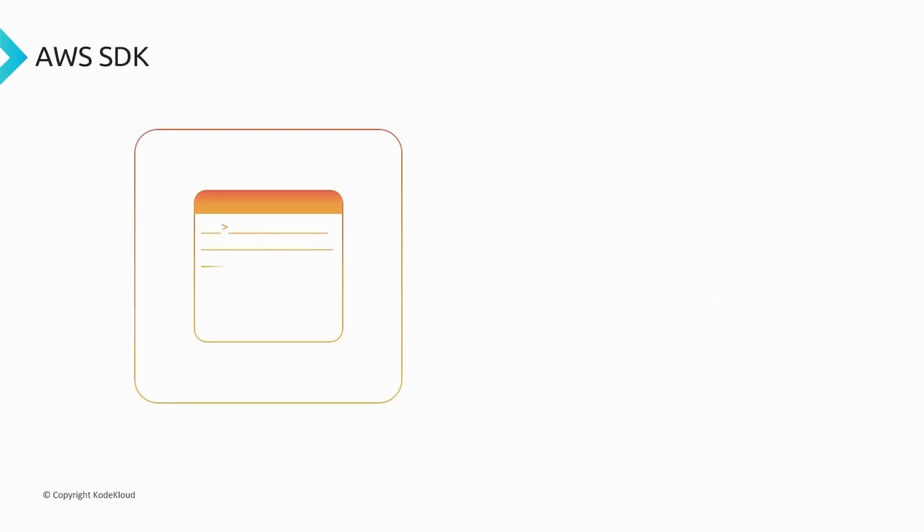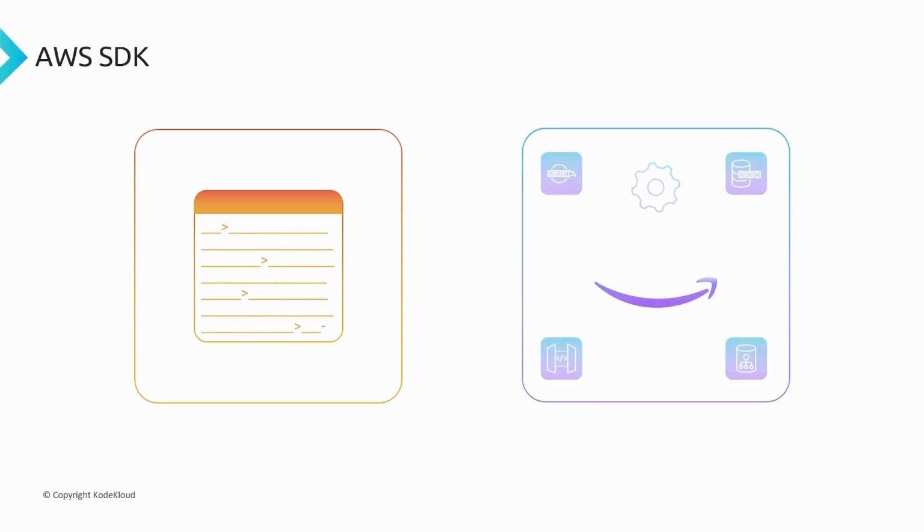Now, the last method of working with AWS is going to be the AWS SDK. So the AWS SDK allows you to programmatically interact with AWS. So you can use your code to actually create and manage your AWS resources. And the AWS SDK supports most of the popular programming languages. So it doesn't matter if you're using JavaScript or Java or C#, AWS is going to support that.